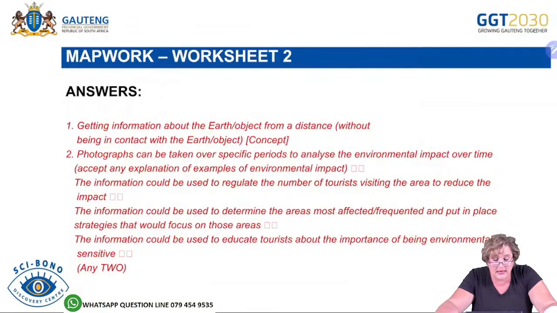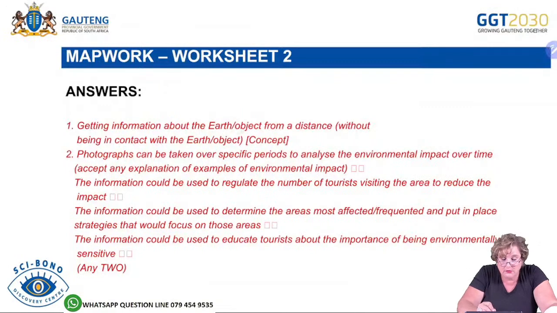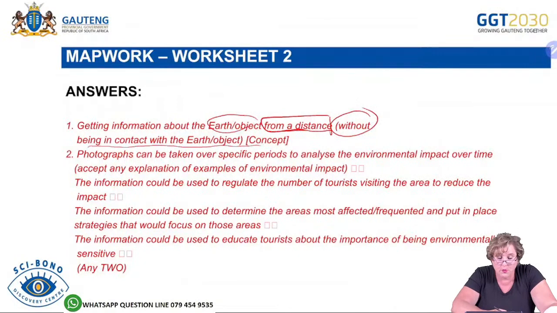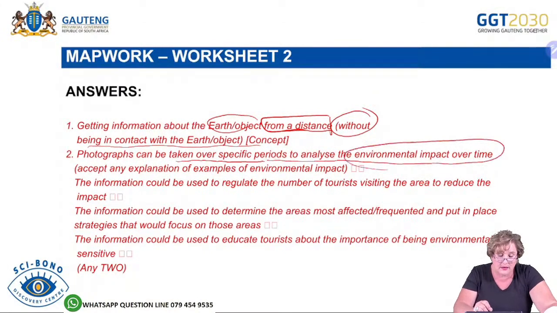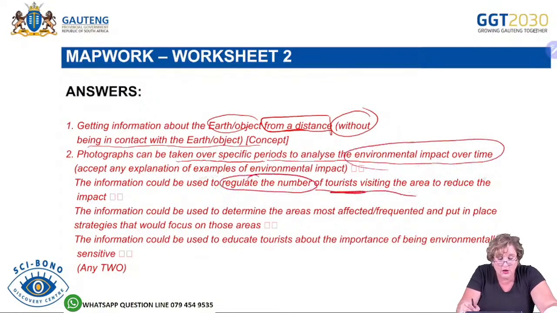What is remote sensing? Getting information about the Earth or an object from a distance. Or you can use the words without being in contact with the Earth or the object. Then number 2, how can it assist? A photograph can be taken over specific periods to analyze the impact over time. Then they can use that information to regulate the number of tourists visiting the area to reduce the impact.